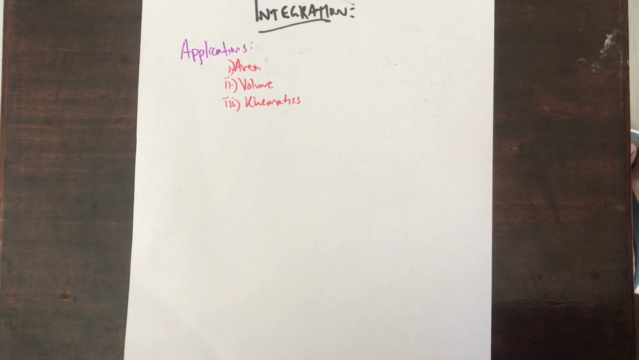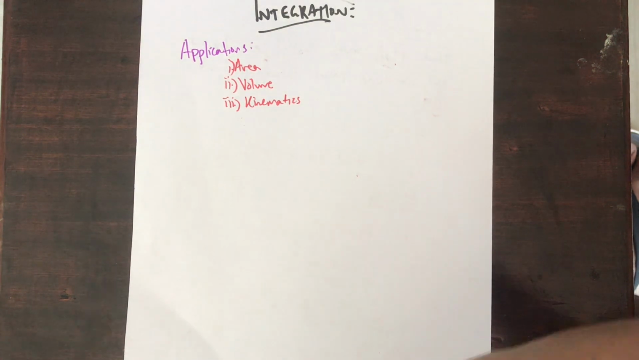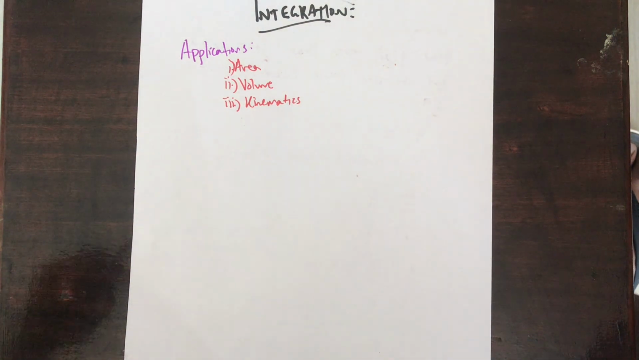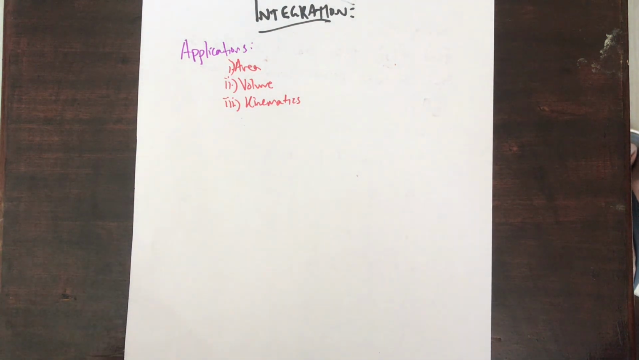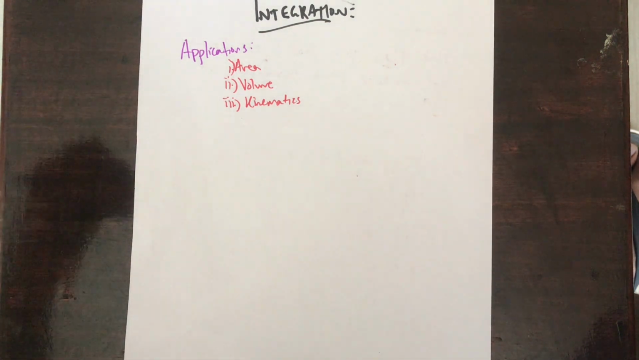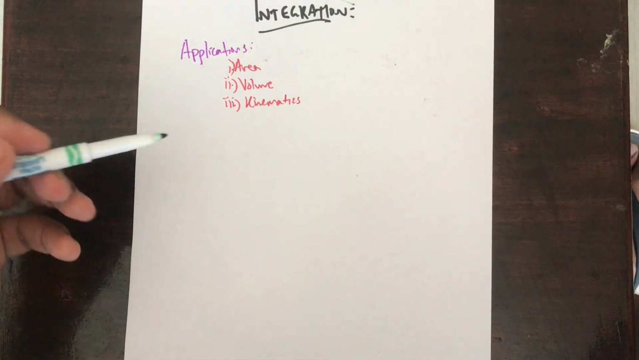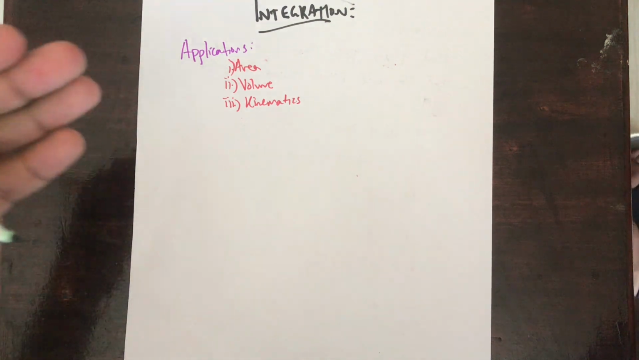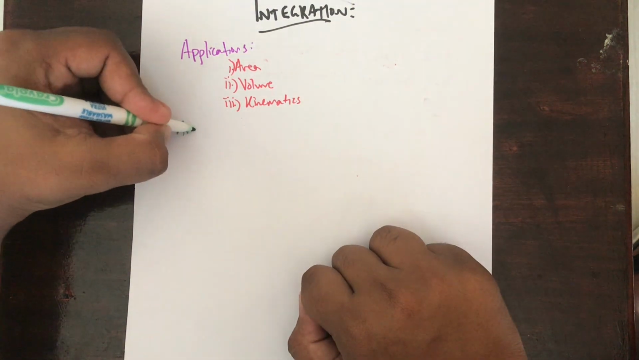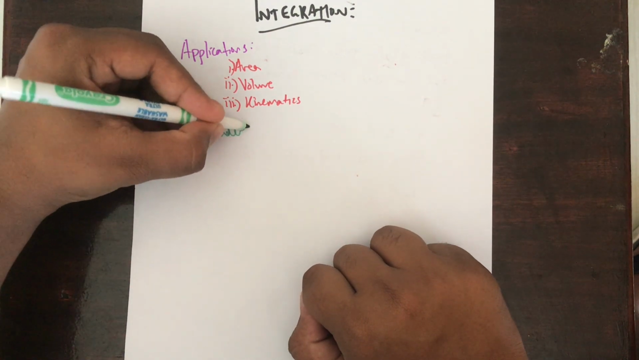In this video, we'll be familiarizing ourselves with the applications of integration. Integration can be primarily used in three ways: getting the area under a curve, getting the volume of a curve, and obviously in kinematics. So, let's look at the area under a curve.